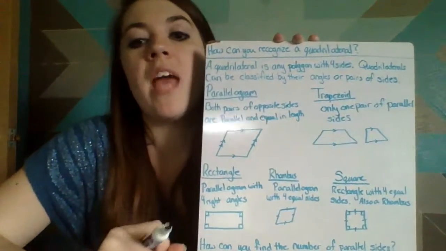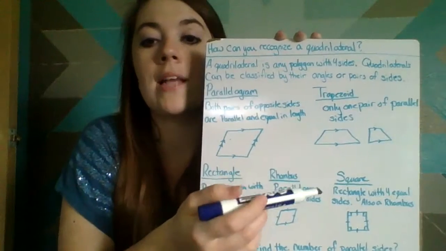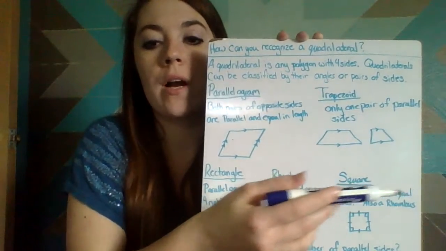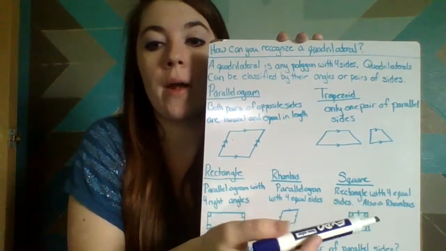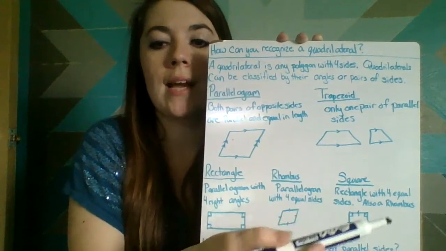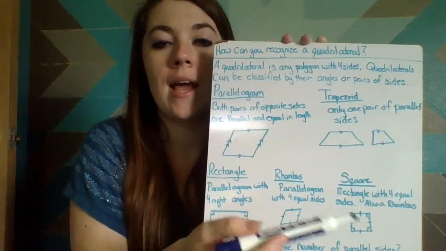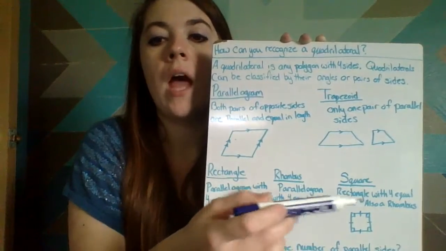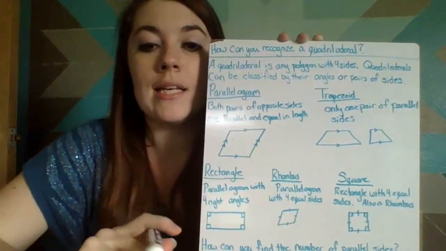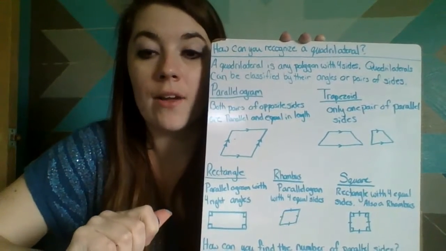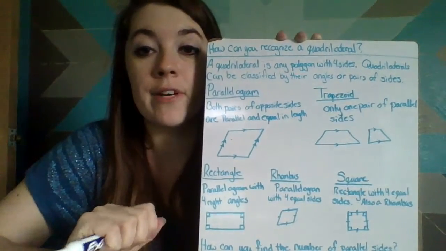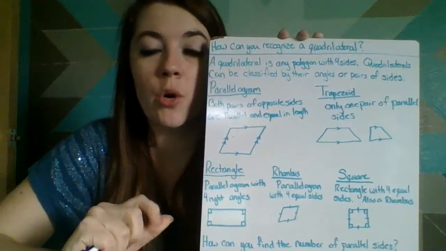And last but not least, we have the square. A square is a rectangle with four equal sides, which means it's also a rhombus. So a square is both a rectangle and a rhombus. All four sides are congruent and all are the same, and all four angles are 90 degrees. So they're all right angles. So there are our different kinds of quadrilaterals. These are special quadrilaterals.